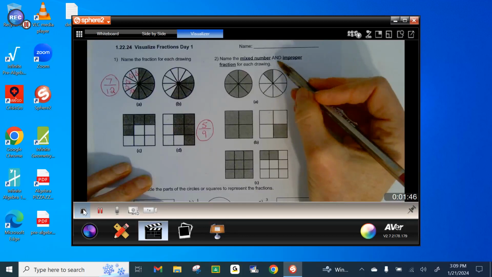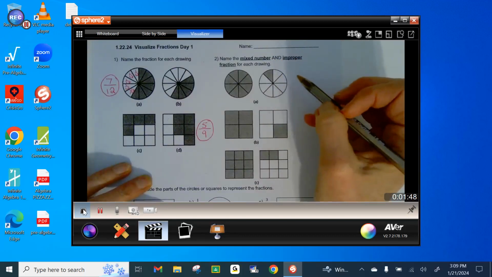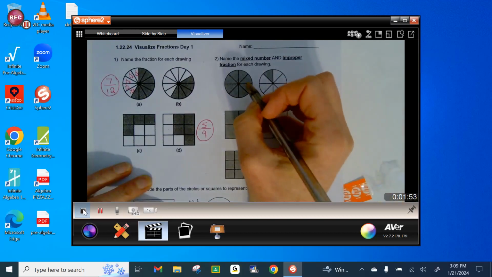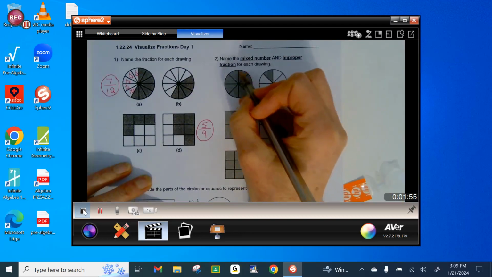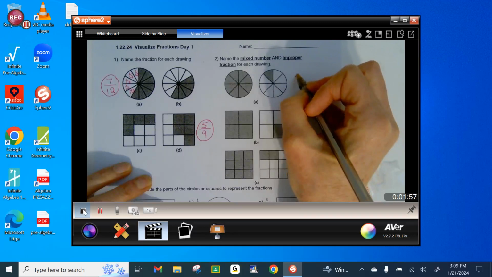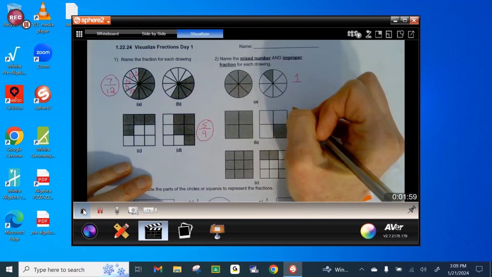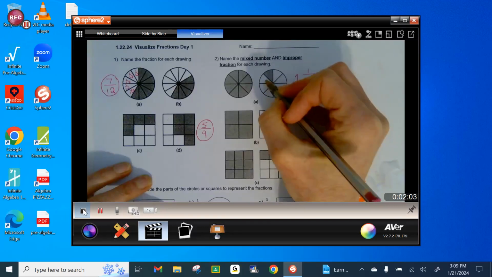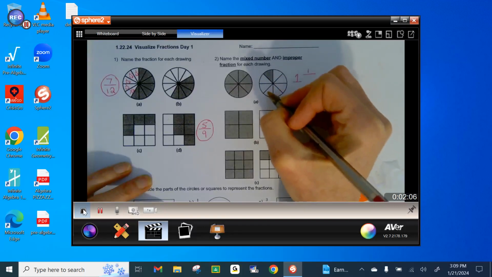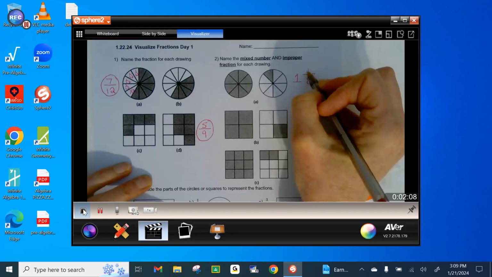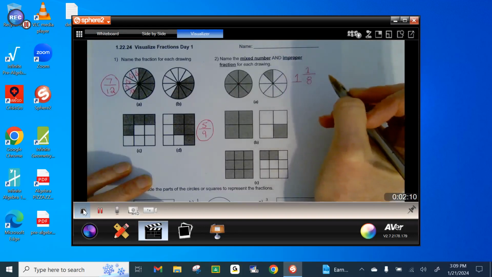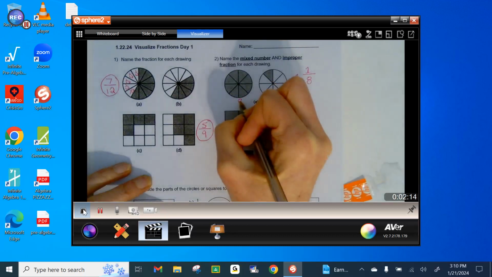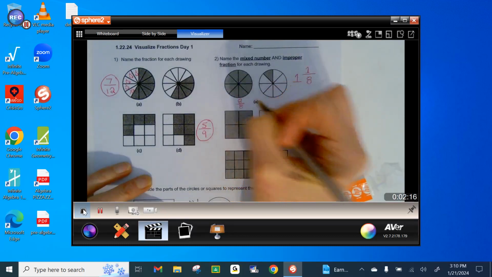Okay, we're going to name the mixed number and the improper fraction. So looking at this first drawing here, I see that we have one whole one. Okay, so we have one whole. And then this one has one part shaded out of 1, 2, 3, 4, 5, 6, 7, 8. 8. So this is 8 eighths, right, that are shaded in, all 8.